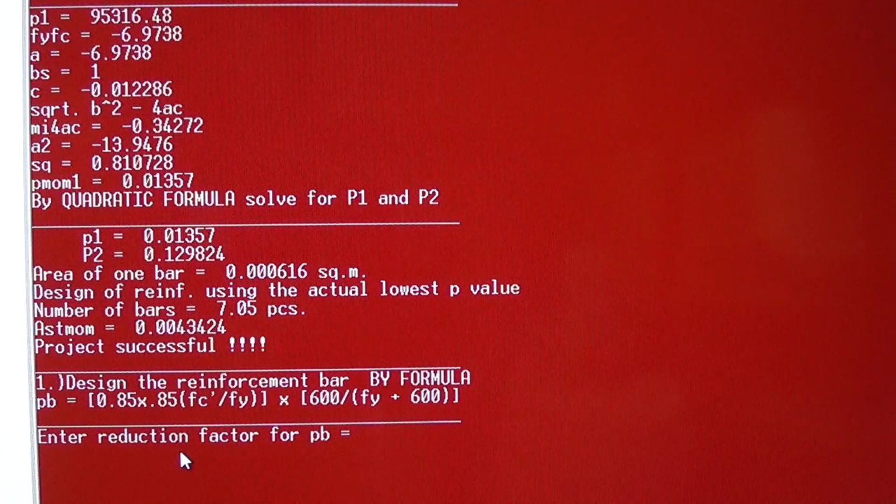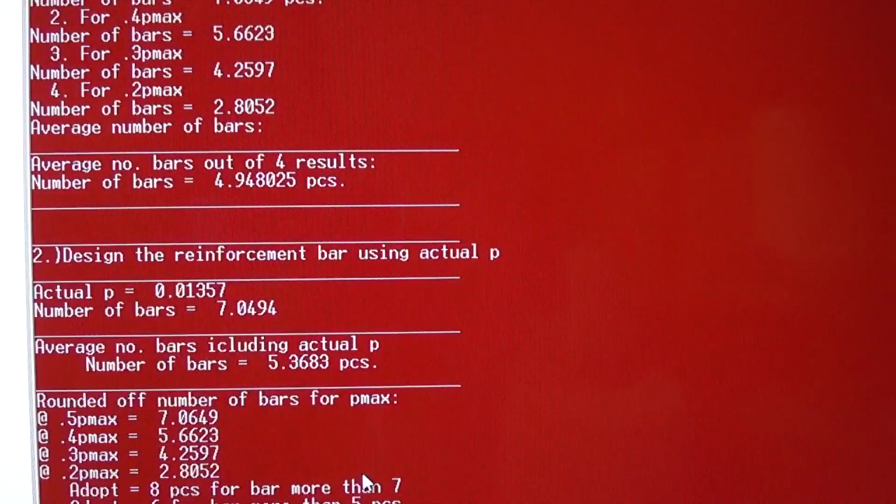The computer now is asking you to enter the reduction factor for the reinforcement balance ratio formula. So enter the 0.85. It's not always 0.85, as I said. It could be 0.70, 0.75. Minimum is 0.65. Alright, so 0.85. That's all we're going to need for the design of reinforcement. The program executes itself.